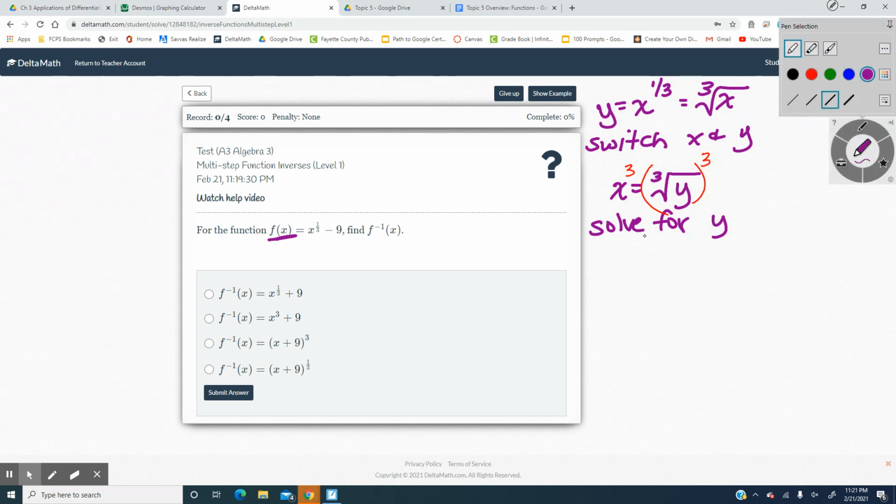So now I have x cubed equals, when you cube the cubed root, it just cancels. x equals y. Then you're going to replace the new y with your inverse notation function. So I have f inverse of x equals x cubed. Oh no, I have this minus 9 the whole time. Let's fix that.